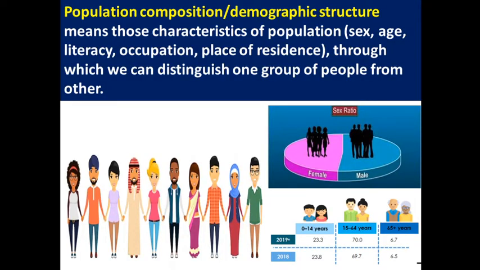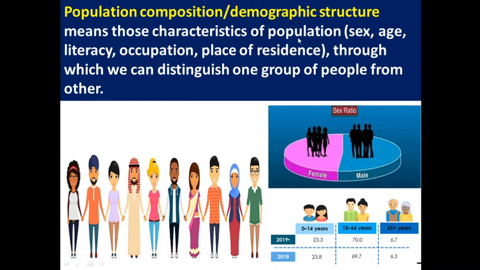In this chapter, the first thing we need to know is the meaning of population composition. Population composition is also called demographic structure. So what is meant by population composition? Population composition means those characteristics of population, or we can say those ingredients of population.